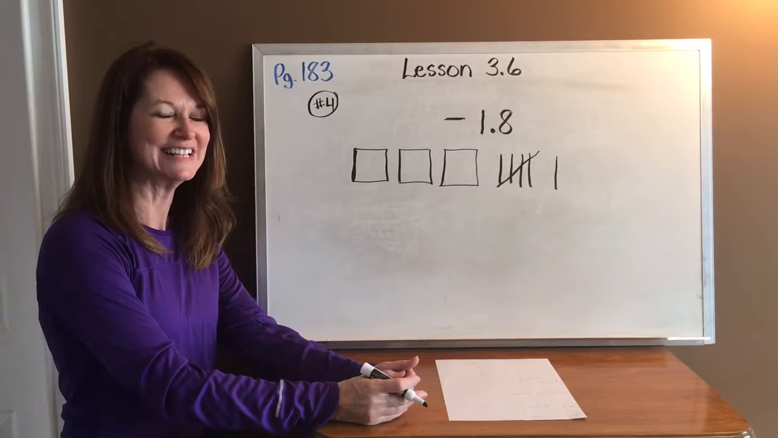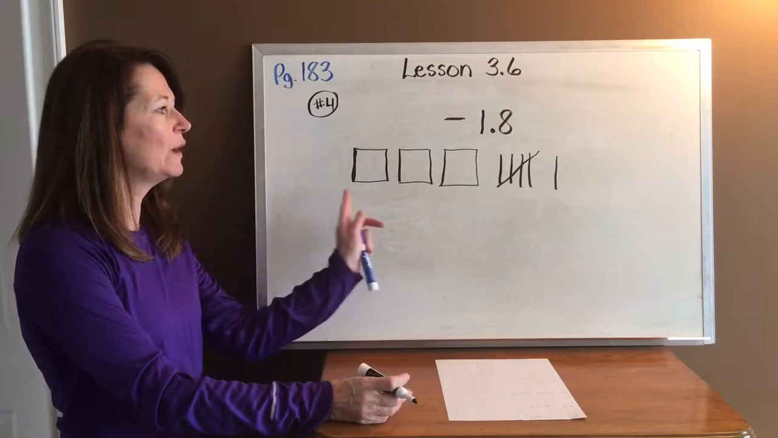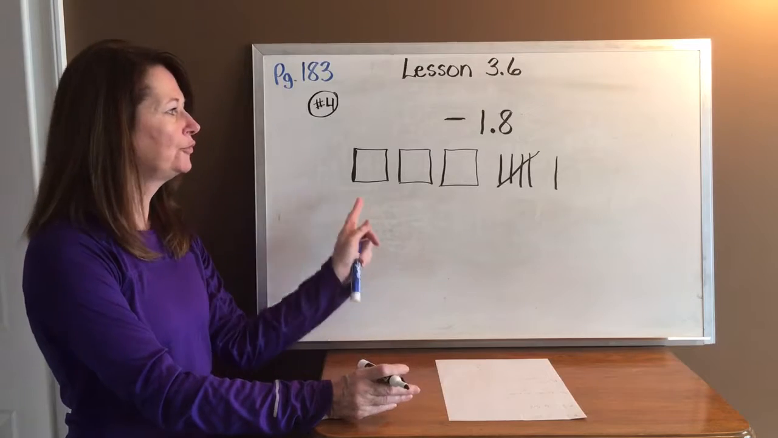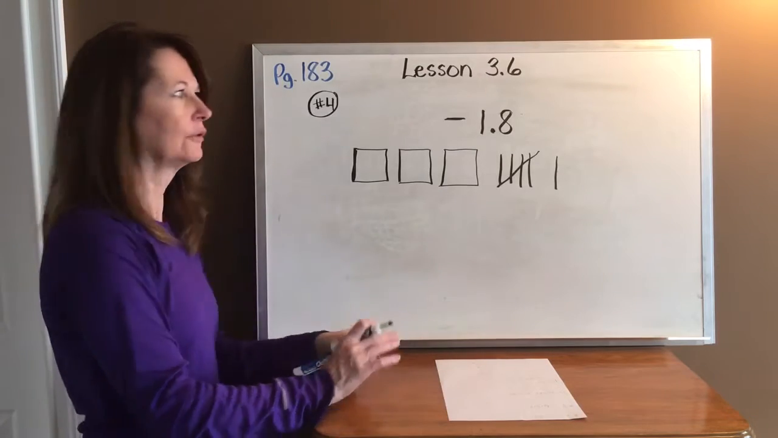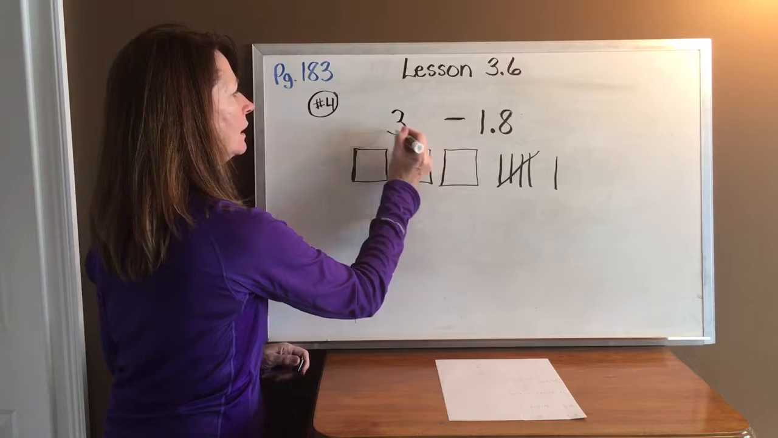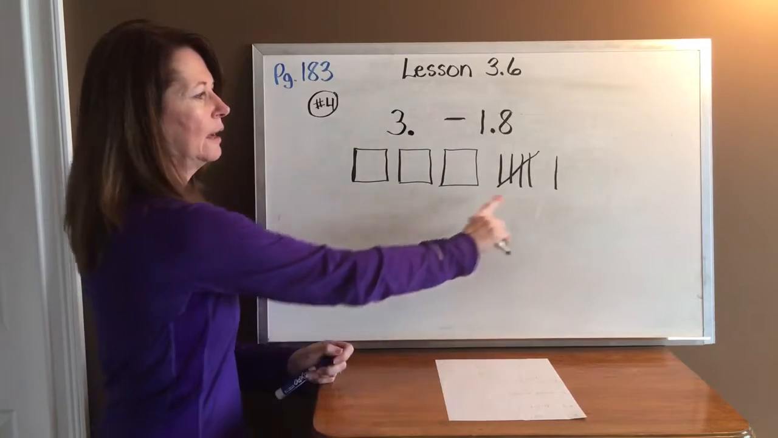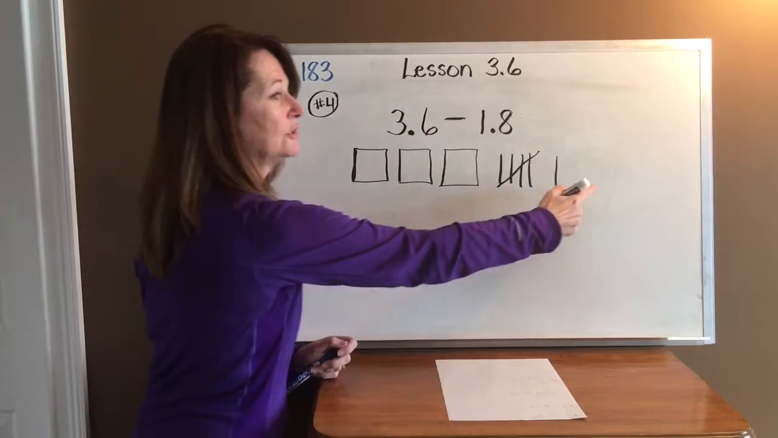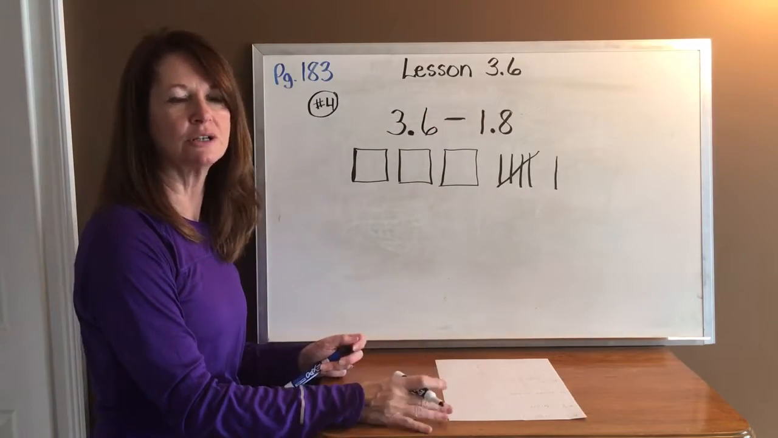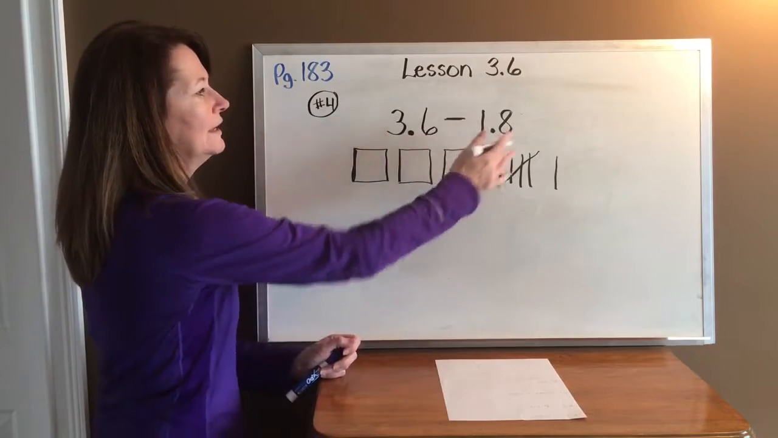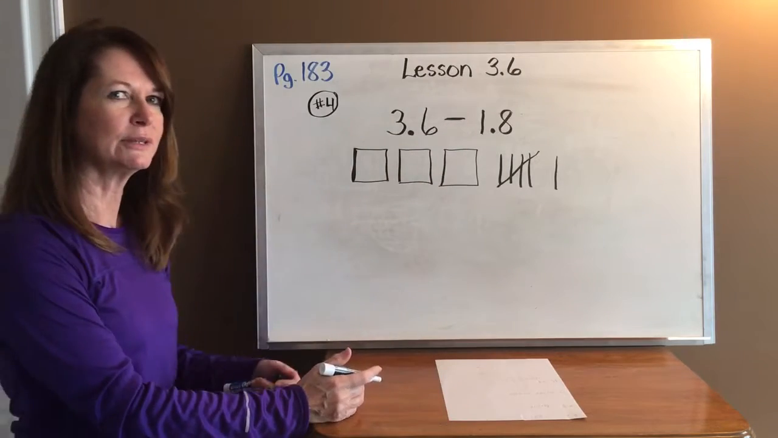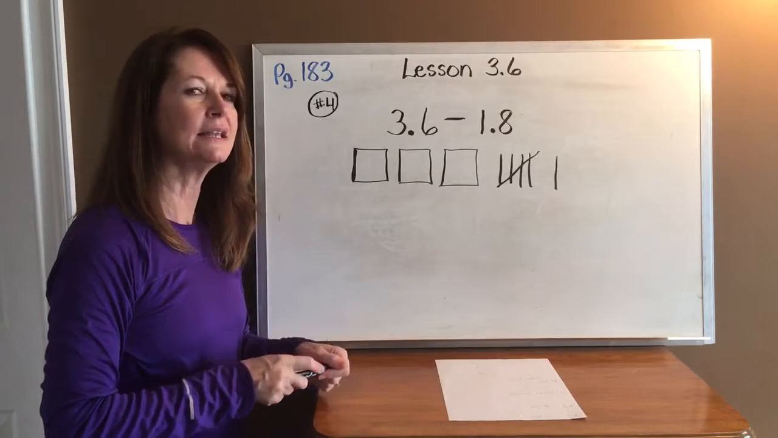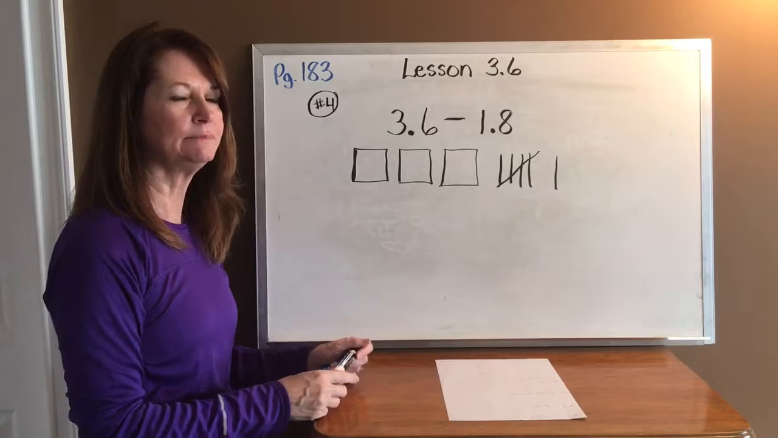I love this. It's kind of fun, isn't it? Okay, so can you tell me what number this is? How many wholes do we have? 3. And how many tenths do we have? 6. How many hundredths do we have? It's a trick question. None, right? Okay, so here's our problem. I just thought that'd be fun to do it that way. Okay, here's our problem. So we need to take 1 8/10 from 3 6/10.